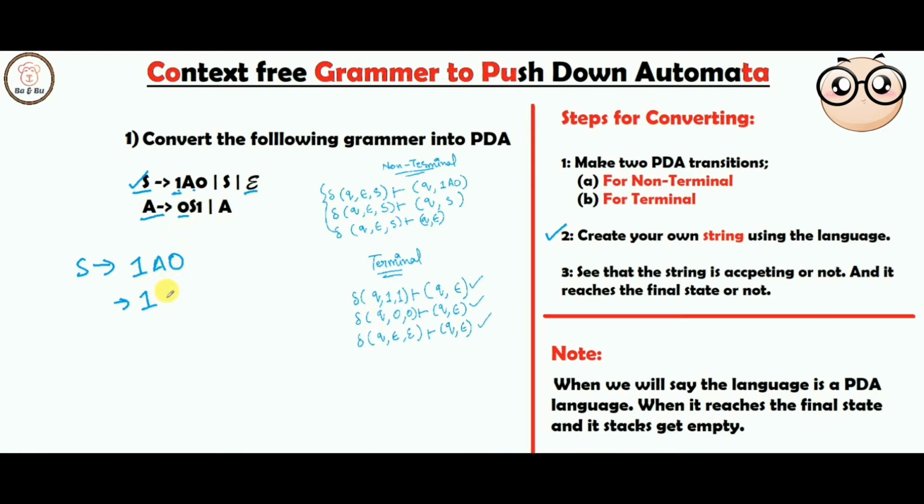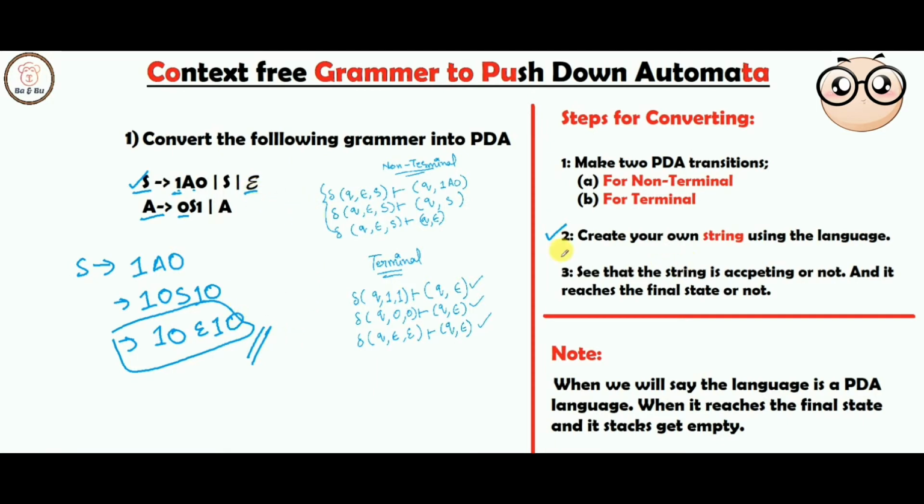Let's convert this as 1, then again 0, then as gives you epsilon, so it will be like this: 1 0 epsilon 1 0. So now we got a string. Okay, so here we made a string. So let's check whether this string will accept the language or not.